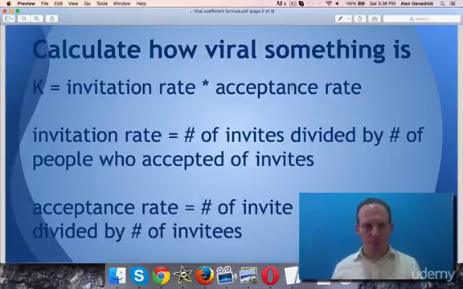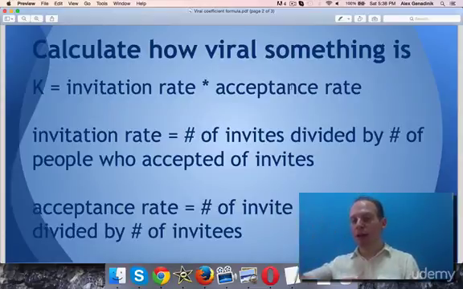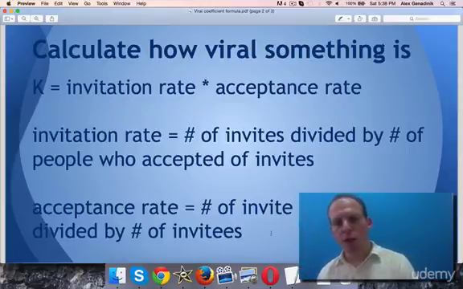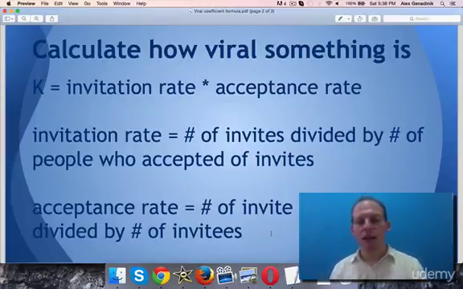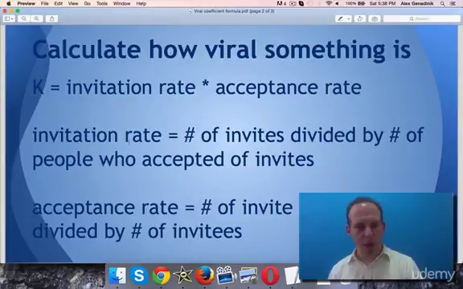What does that mean? Well, you've got to figure out how many of your current visitors and customers are inviting their friends, right? That's important. And how many of those invites are resulting in actual signups and people coming in. This is how the other two lines here are how you find those ratios. This is how you find the invitation rate, and this is how you find the acceptance rate.